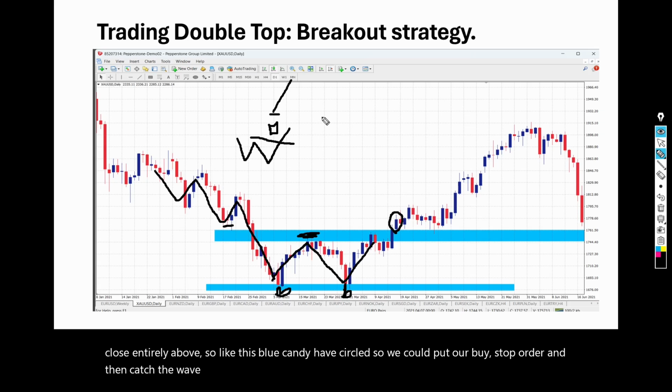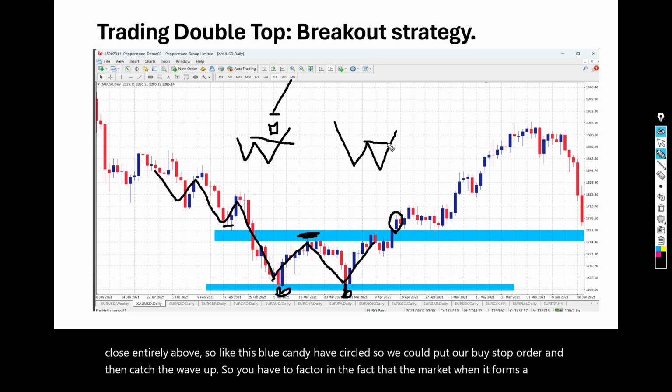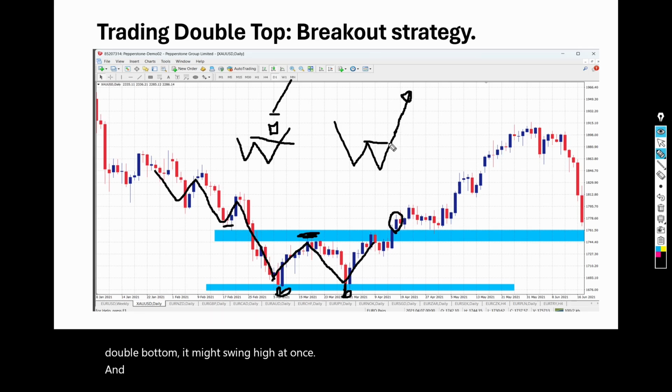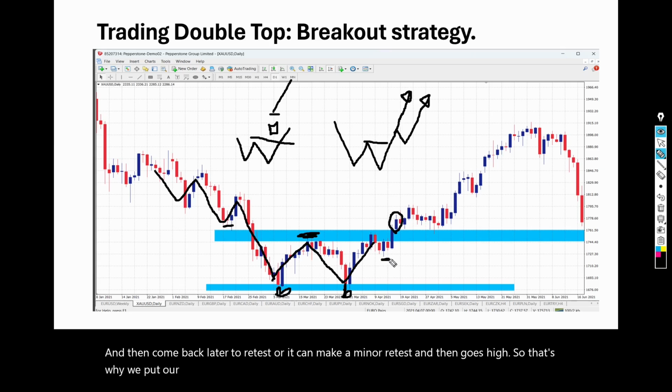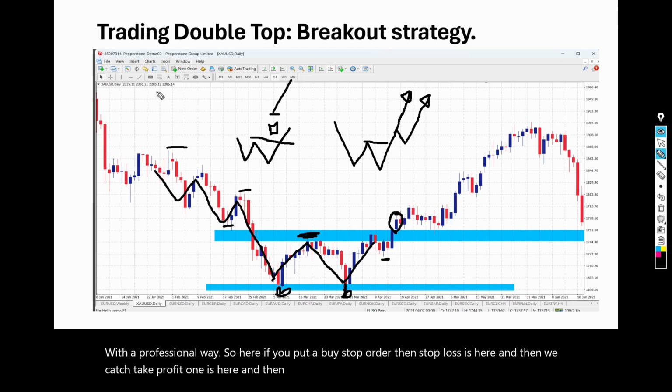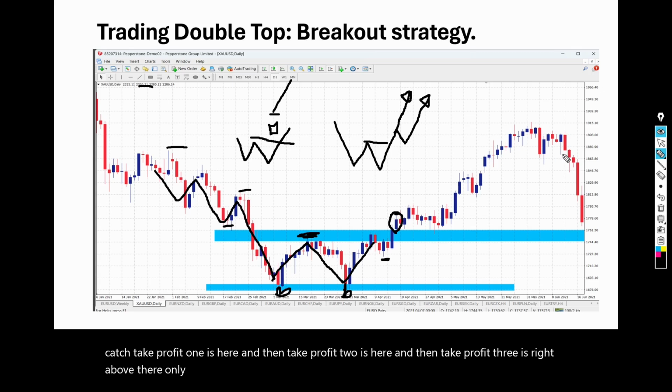So you have to factor in the fact that when the market forms a double bottom, it might swing high at once and then come back later to retest, or it can make a minor retest and then go high. So that's why we put our stop loss in a professional way. So here, if we put our buy stop order, then the stop loss is here, take profit 1 is here, take profit 2 is here, and take profit 3 is right above there, only if the market goes all that far.